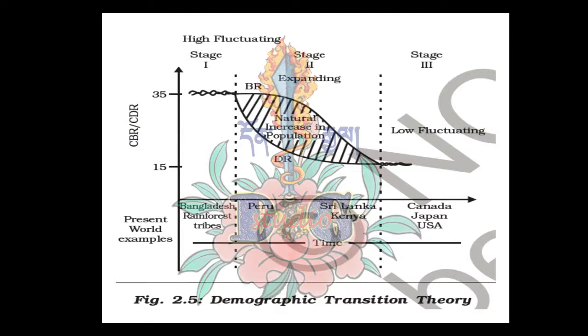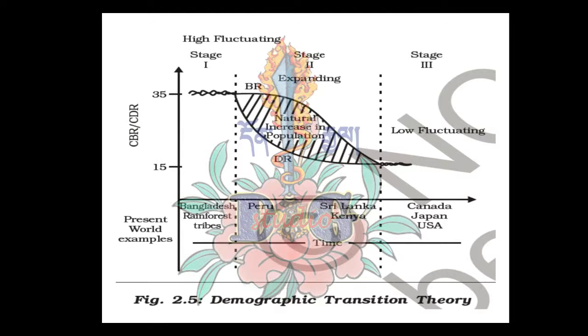So here what we can understand is that birth rate and death rate change with the level of socio-economic development of a particular region. We can relate the birth rate and death rate with the socio-economic condition of a country. By understanding the socio-economic condition of a particular country, we can understand the changes in its birth rate and death rate.